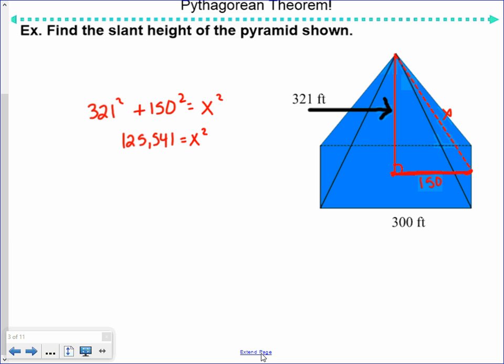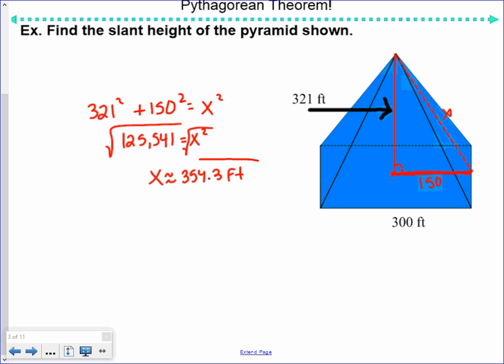Jacob, are you nodding your head yes? Okay. I got one yes. Am I okay with that number? Great. And then that's x squared, so how do I get x by itself? Square root it. Good. And on mine, I had to round it, I think. 354.3 is what I got.